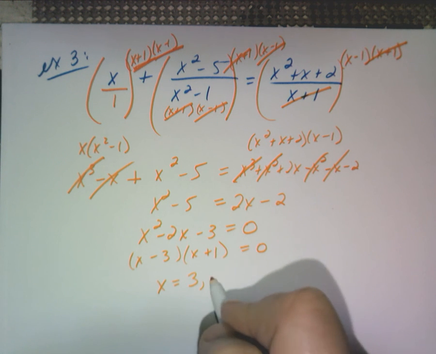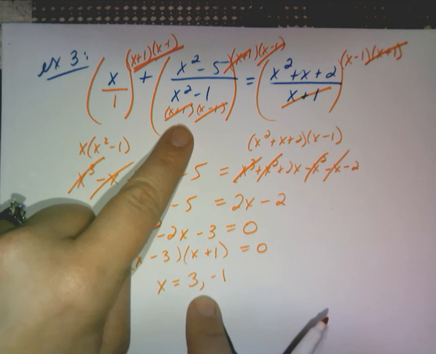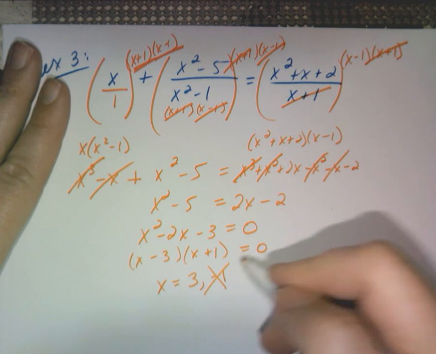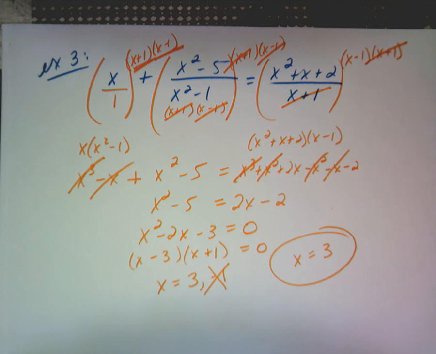Okay, so what are my two answers then? 3 and negative 1? Are either of them going to cause me to have a 0 in the denominator up here? Yes. Which one? Negative 1. Cross it off. That is extraneous. Your only answer is 3. That's it. Happy lesson.